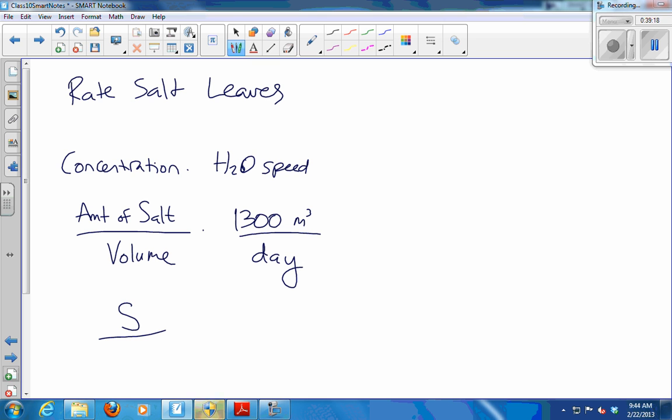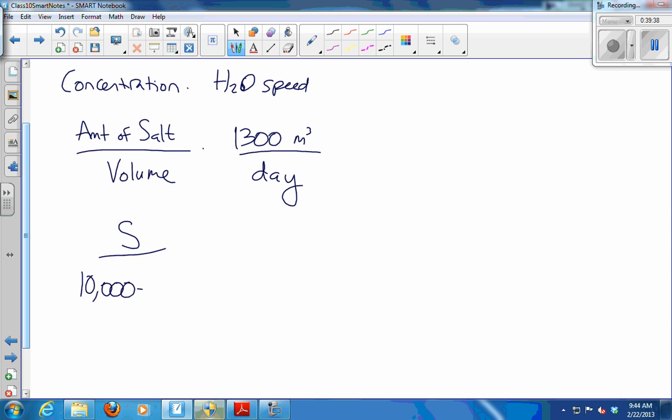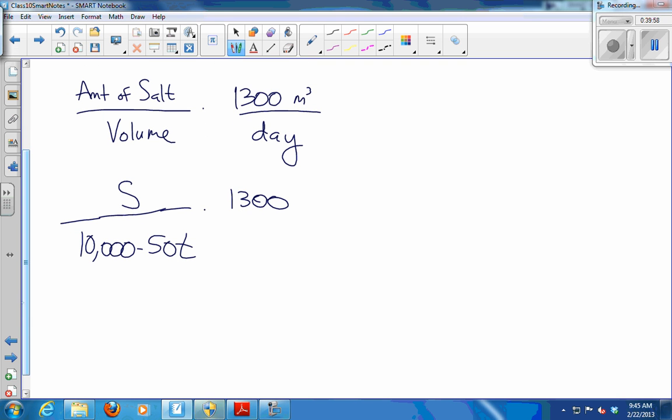And then the volume of the pond is changing over time, right? Because we're putting garbage in. So the volume of the pond is shrinking by 50 cubic meters per day, and the pond started out at 10,000 cubic meters. So this is going to be 10,000 minus 50t, where t is time, our variable in this equation, times 1,300. Cubic meters are going to cancel, and I'm just going to end up with kilograms of salt. If you simplify this expression, I'll spare you the algebra. It comes out to 26S over 200 minus t. That's kilograms of salt per day.